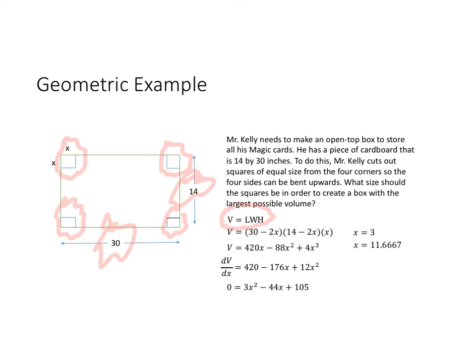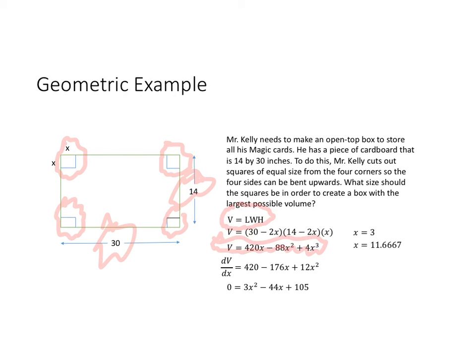Well, we've got too many variables there, so I've got to equate all of these to one thing. So the length of the box is going to be what? Well, it's no longer 30 because we're going to cut 2 squares off. Each square is x, so it's going to be 30 minus 2x. The width is not going to be 14 anymore. It's going to be 14 minus 2x. And the height is going to be x. So if we multiply this out, we'll get 420x minus 88x squared plus 4x cubed.